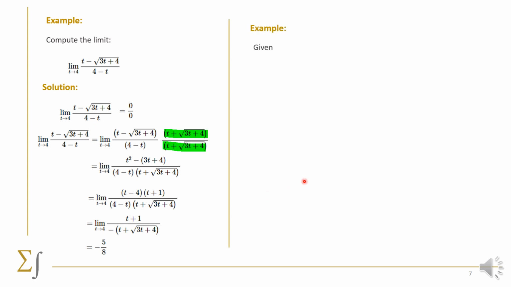Next, let's see another example. Given g of y equals y squared plus 5 whenever y is less than minus 2, and it's equal to 1 minus 3y whenever y is greater than minus 2. We are asked to find the limit of g of y as y goes to 6. Also, we need to find the limit of g of y as y goes to minus 3.